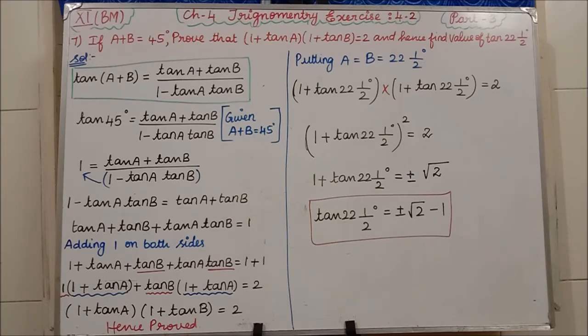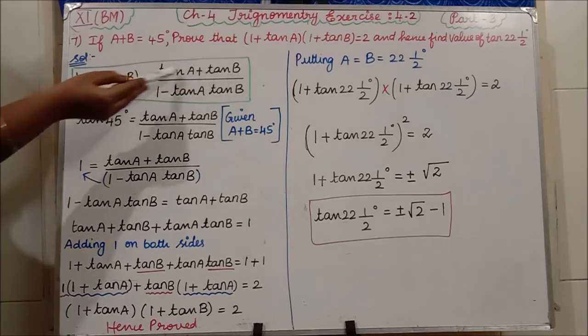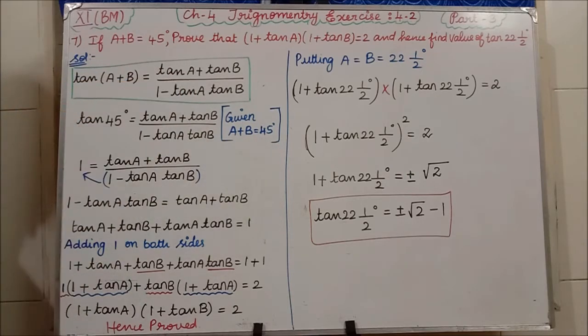If a plus b equal to 45 degree, we have to prove 1 plus tan a into 1 plus tan b equal to 2. We have to prove LHS is equal to RHS, and also we have to find the value of tan 22.5 degree. Clear? If you see in this question, they are talking about tan. So we are going to use the tan a plus b formula. Clear? Now let's start the solution. Tan a plus b formula you all know: tan a plus tan b divided by 1 minus tan a into tan b.